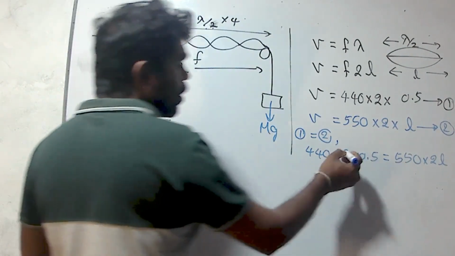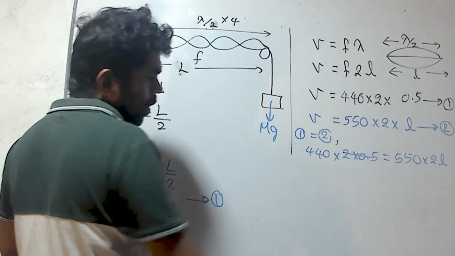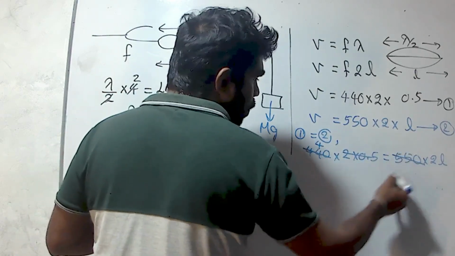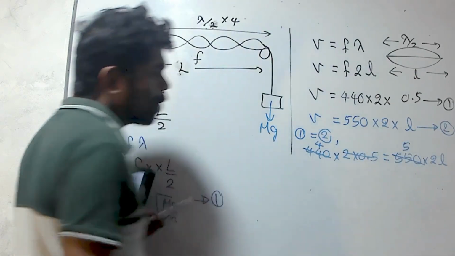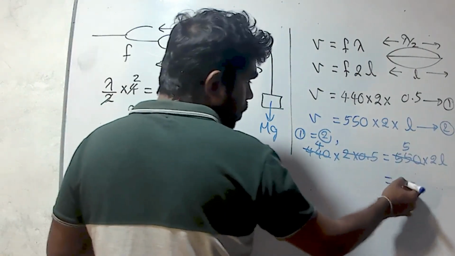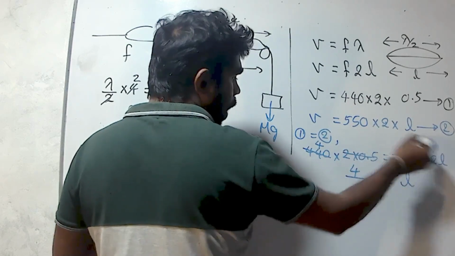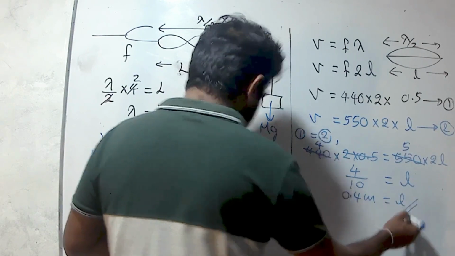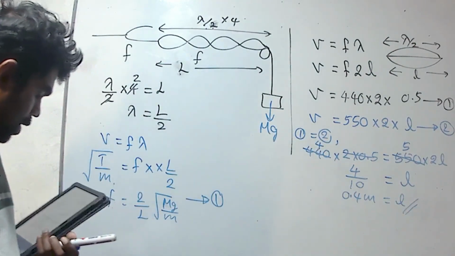2 times 0.5. We can cancel out 440 and 550, 4 and 5. Then we can solve for L. 4 divided by 5 into 2, 10. 0.4 meters. Then answer is 4.